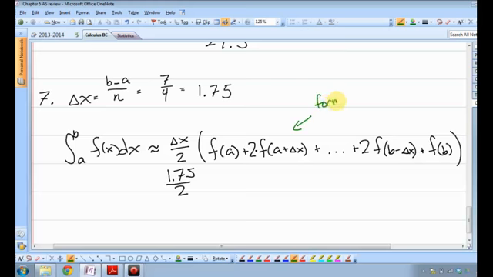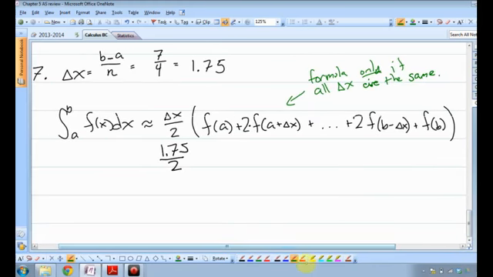Formula only if all delta x's are the same. All delta x are the same. That's correct English, right? Are the same. What are the dot dot dots in the middle? Because we don't know how many we're going to need. It depends on how many intervals we have. So this is really dependent on how many intervals we have.